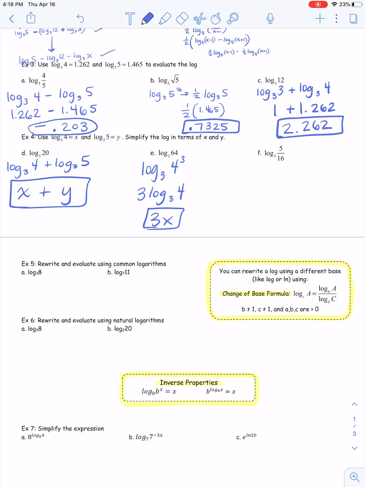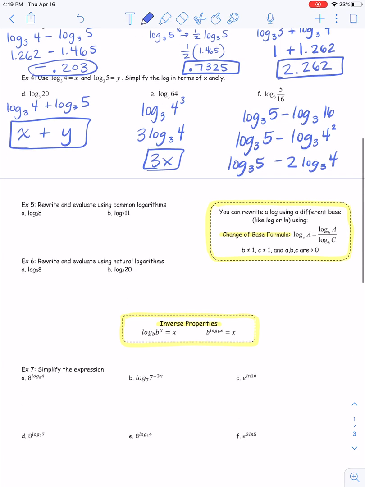And then we have log base 3 of 5 divided by 16. So obviously we know we have a y. That's log base 3 of 5. Log base 3 of 5 minus the log base 3 of 16. That's giving me the division problem. Well, I know that 16 is 4 times 4, or 4 squared. So again, I can rewrite that using my power property. And so now I'm going to do some substitution. This is y minus 2x.